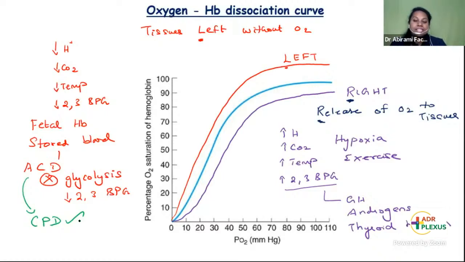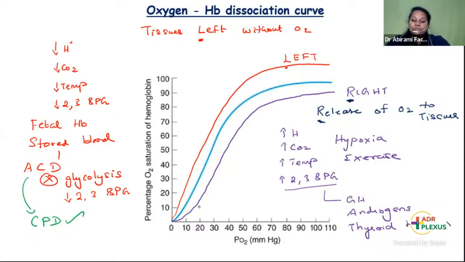So replace ACD by citrate phosphate dextrose, which will not inhibit glycolysis. Therefore, it will not decrease 2,3 BPG levels. Therefore, it will cause a right shift and oxygen will be released to the tissues. In a hypoxic patient, that is what is needed. His tissues need more oxygen. So better use CPD instead of ACD. So that is the importance of fetal hemoglobin and stored blood, which will also cause a left shift of the curve.